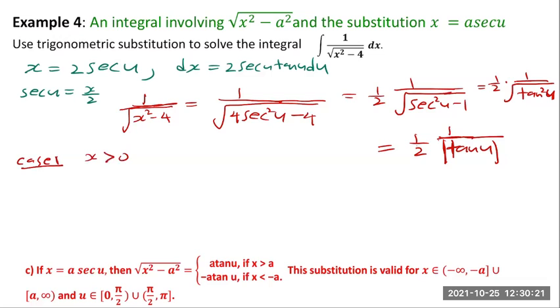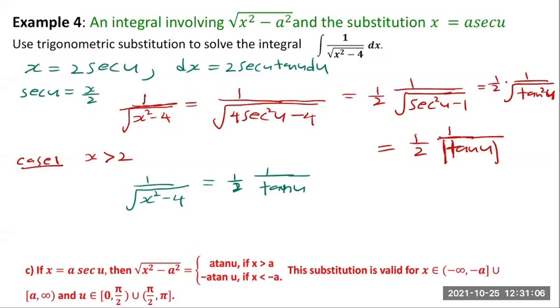If x is greater than 2, that means x is in this interval. Your a is 2, of course. Notice that the value of a is 2. So if x is greater than 2, x is in this interval. In that case, let's try to find our integrand. What is the integrand in that case? My integrand is going to be square root of x squared minus 4, that is going to be equal to plus 1/2 times 1 over just tan u.